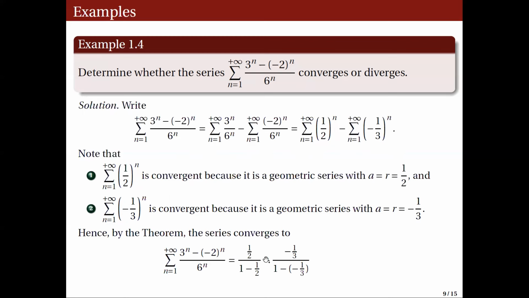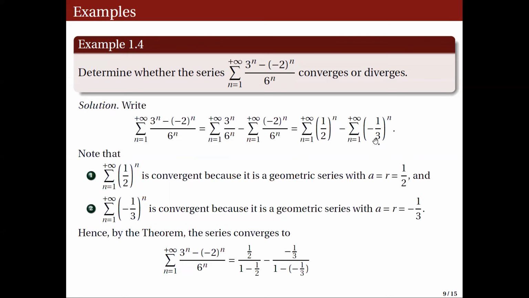So the first series here has sum equal to 1/2 all over 1 minus 1/2. The reason is that the first series is a geometric one with first term a equals 1/2 and common ratio r equals 1/2. So the sum is given in this way, 1/2 all over 1 minus 1/2.